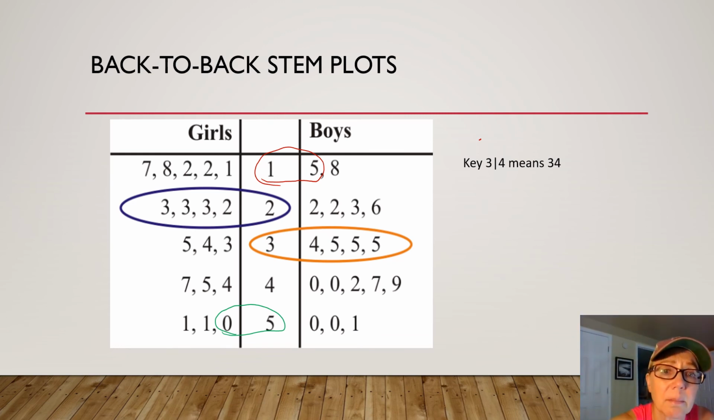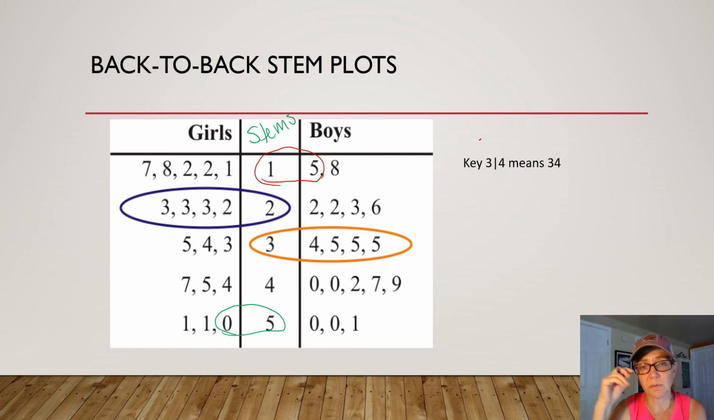So the stems are in the middle, and then the individual values, for the boys you read from stem to the right, and for the girls you read from the stem to the left. Notice one more thing. A stem plot should always have a key that tells you how to read it and how to understand it.